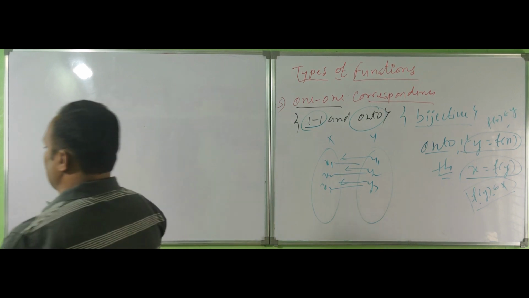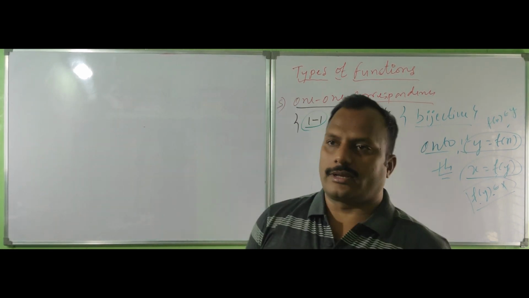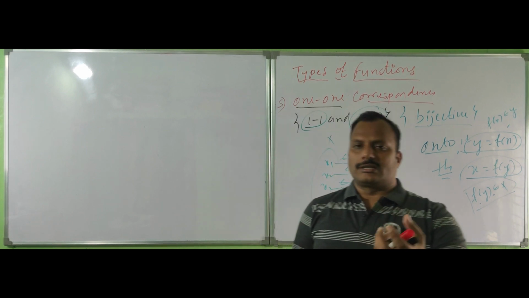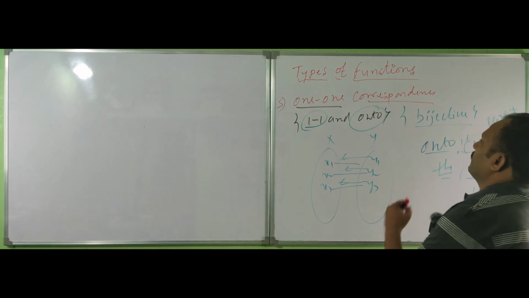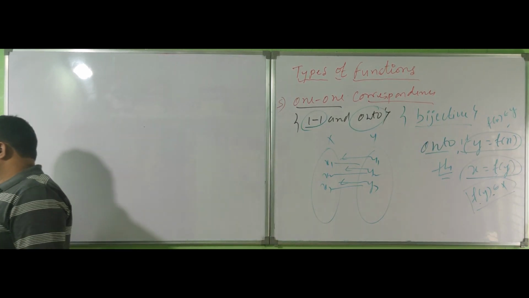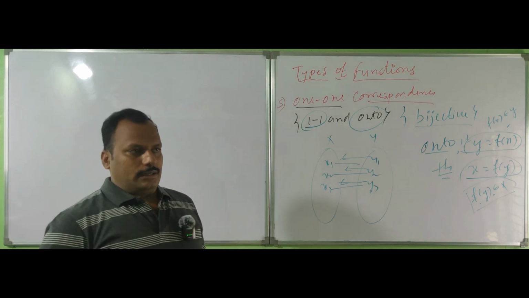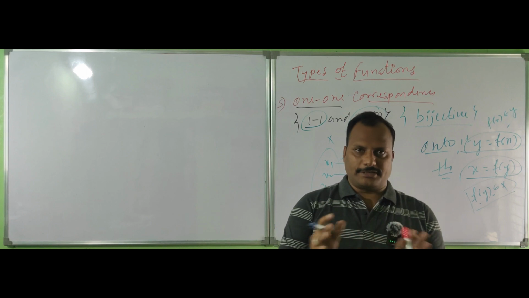Then the into function, where the codomain has more elements, so there is an image which does not have any pre-image. The last one is one-one correspondence, which is both one-one and onto. From now onwards, we have already completed this. This is only the basics.